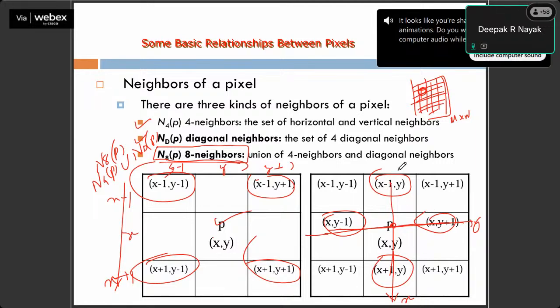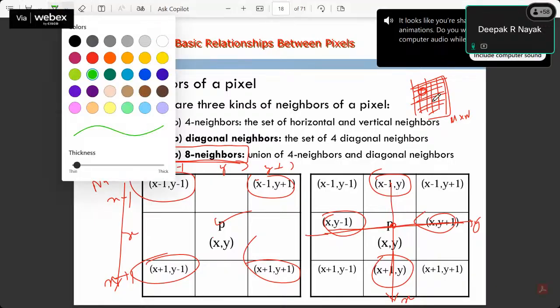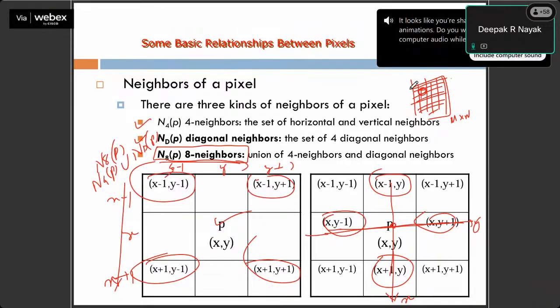One thing you can also see over here is that the pixels which are present in the boundaries, like these pixels, will not have 8 neighbors. Are you all agreeing with me that these pixels will not have the same number of neighbors compared to these middle pixels? Yes, these pixels will not have 8 neighbors if you are considering N8P, because some of the neighbors are not present over here.